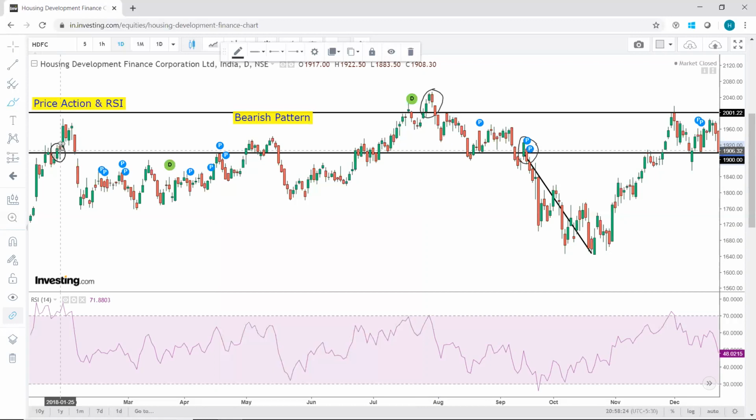Now, in connection to this example, I would like to also give away my third tip. My third tip over here will be to check the RSI. If there is a breakout but the RSI is already in the overbought zone, then the stock does not have much scope to go further up as it indicates that the stock is overbought. Again, over here, when there was a breakout, we see that the RSI was already in the overbought zone.